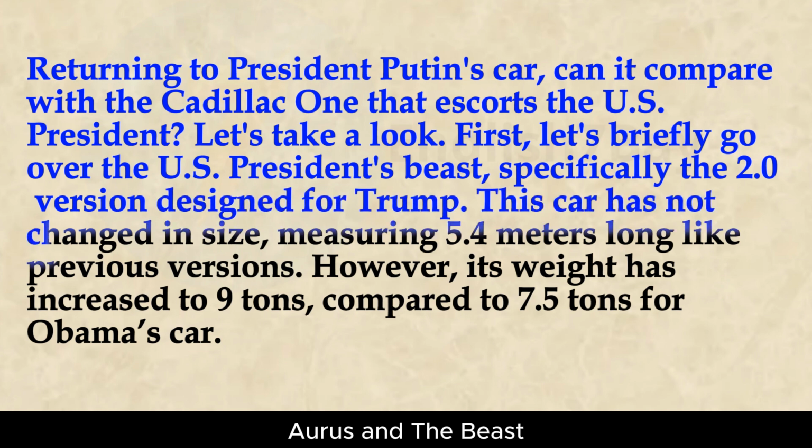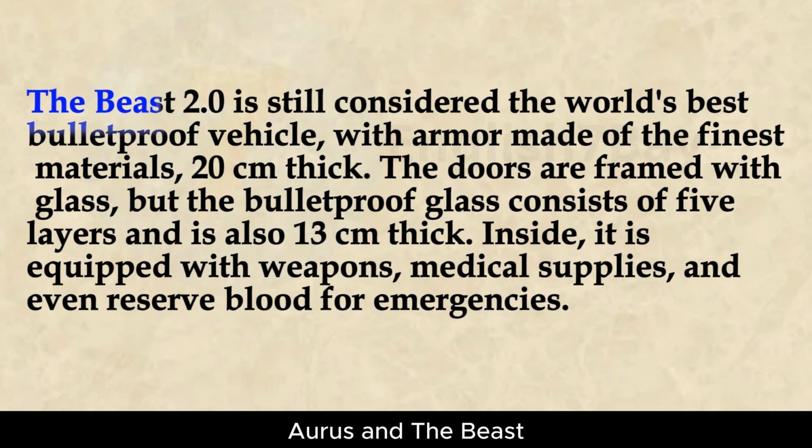This car has not changed in size, measuring 5.4 meters long like previous versions. However, its weight has increased to 9 tons, compared to 7.5 tons for Obama's car. The Beast 2.0 is still considered the world's best bulletproof vehicle, with armor made of the finest materials, 20 centimeters thick. The doors are framed with glass, but the bulletproof glass consists of 5 layers and is also 13 centimeters thick.